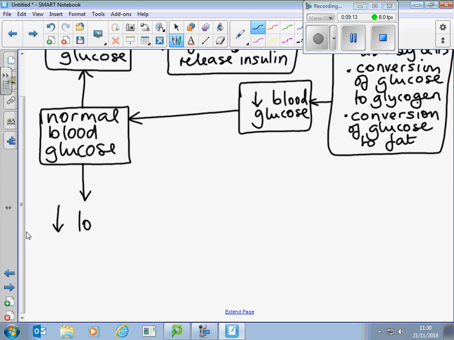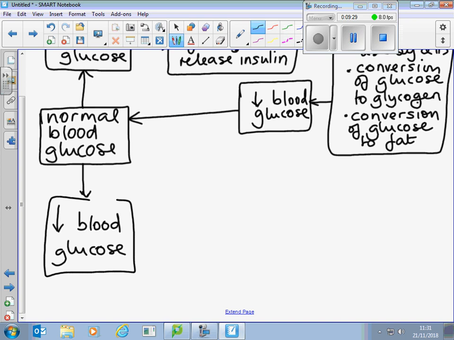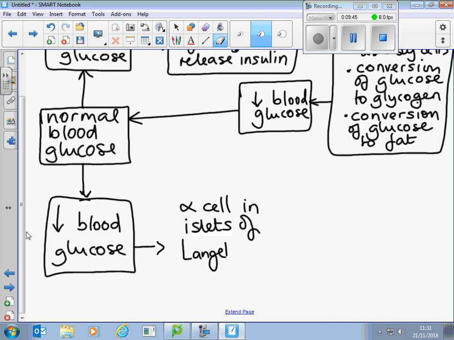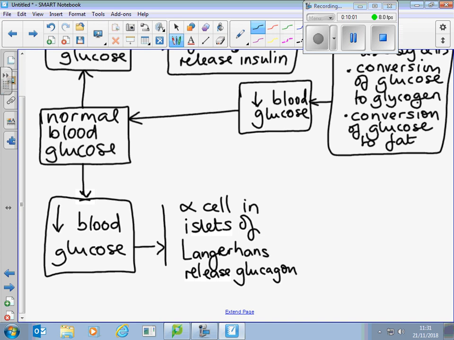If we've got low blood glucose, whoops, I was going to write low again, then obviously we need to try and raise the levels. And this time we've got a different set of cells in the pancreas. This time it's the alpha cells, of Langerhans. They release the hormone glucagon. Now, problem with that is, of course, it sounds very similar to glycogen. Glucagon ending in ON is the hormone. So remember, hormone ends in ONE and glucagon is ON.